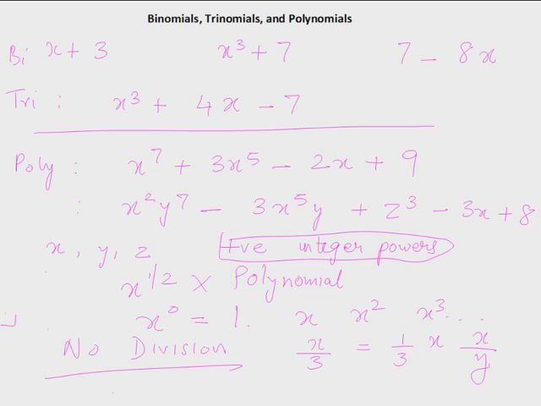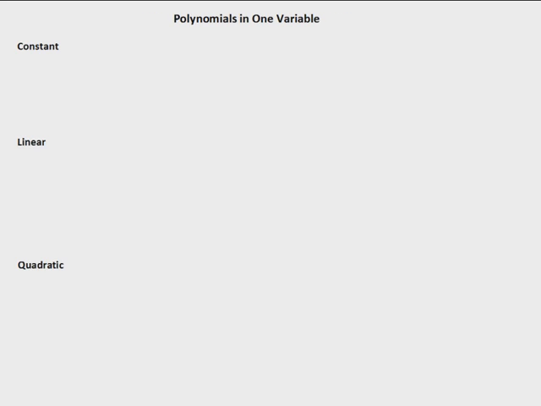Positive integer powers. So for instance, 1 by x is not a polynomial because this is x raised to minus 1. And x raised to minus 1 is not raised to a positive integer. So let's look at polynomials in one variable, just x. A variable will just be x. So the constant polynomial is just a polynomial with one term, which is a constant. There is no x. So like 3, minus 13, minus 7 by 4, minus pi. All these are constant polynomials. They're just a constant number, fancy term, constant polynomial.